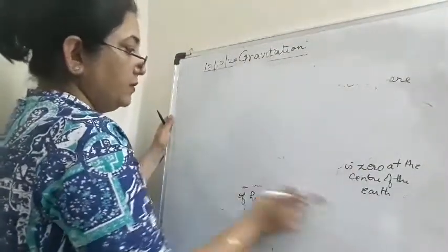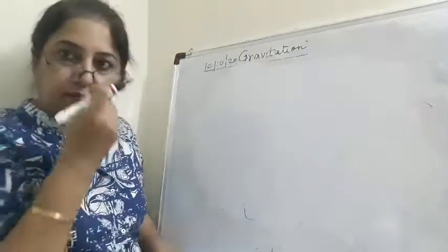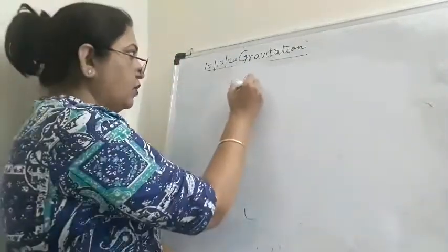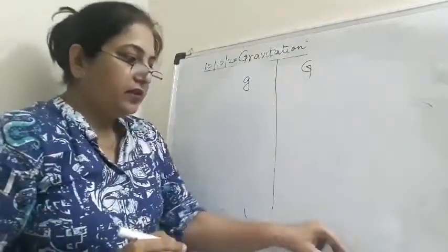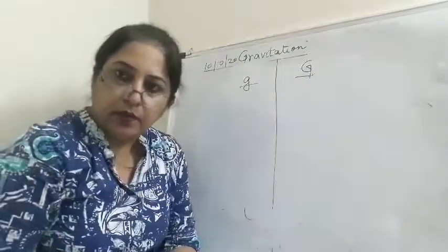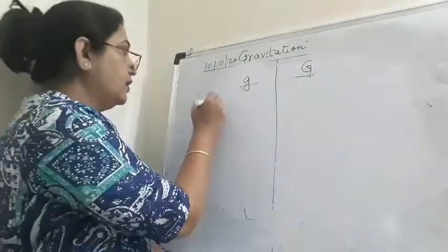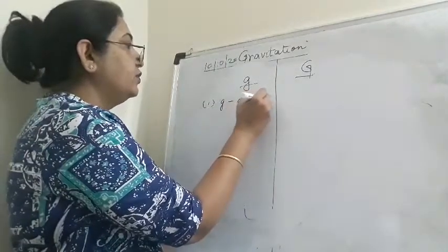Now you know that we have two G's in this chapter. What? Small g and capital G. Now I'm going to tell you some differences between small g and capital G, and you're going to write down in your notebook. Okay, first one. What is small g? Small g is acceleration due to gravity.